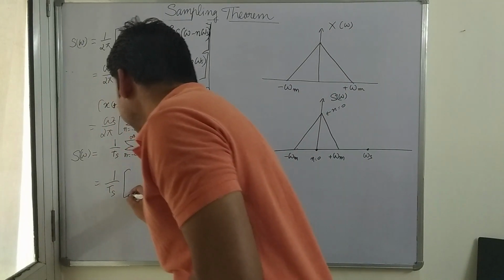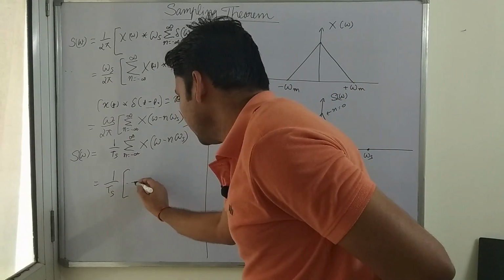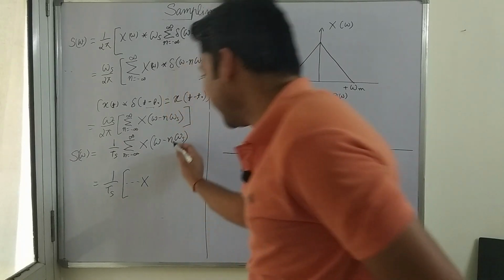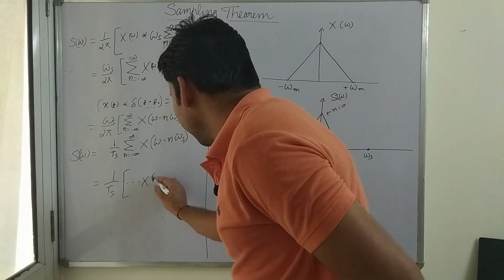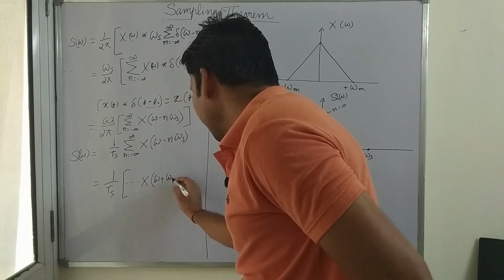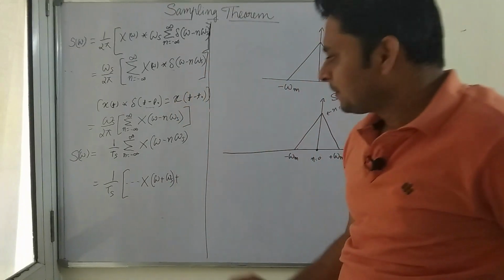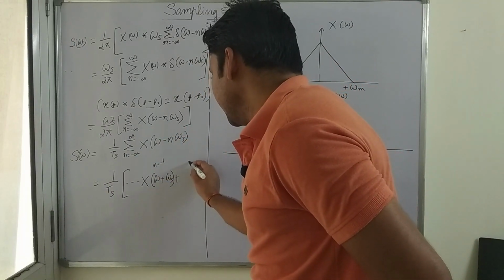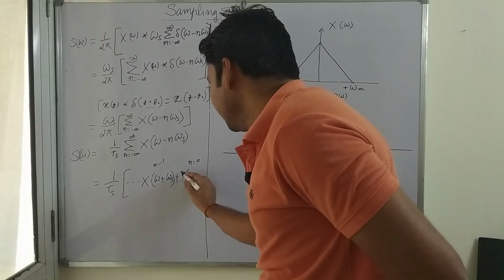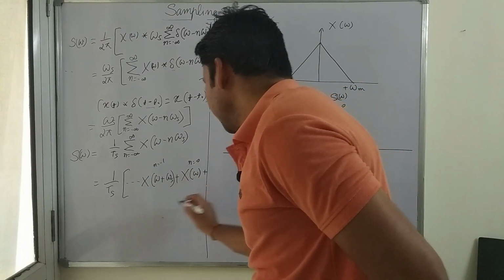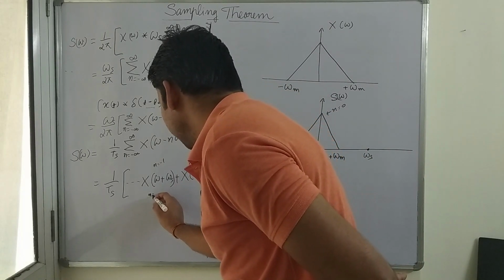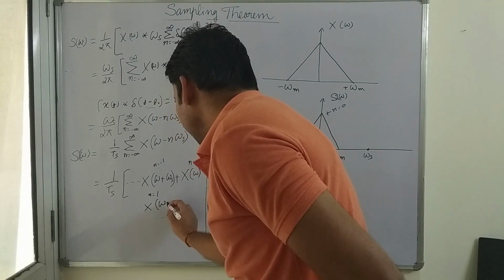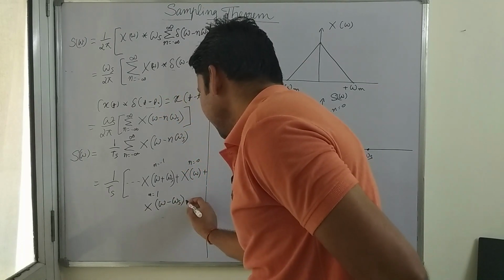So Ts in brackets, it will go to minus infinity, so I'm not including each and every term. First, at n equals minus 1, it will become X of omega plus omega s. And at n equals 0, it will become X of omega, and plus at n equals 1, it will become X of omega minus omega s.